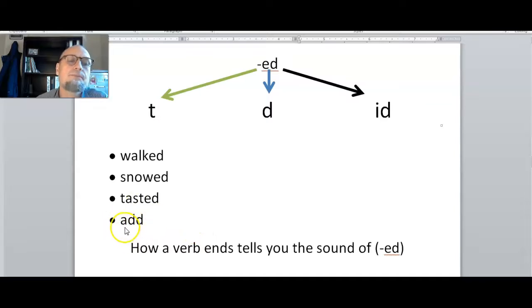Let's look at this one. The verb is add, and so I would say like this: if I added 2 plus 2, I would get 4. So add is also id sound. So now, how can we tell when to use t, d, or id? Well, luckily, there is a very easy explanation for that.